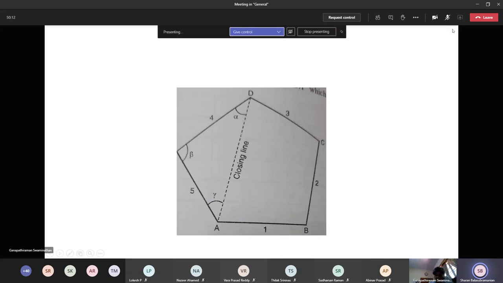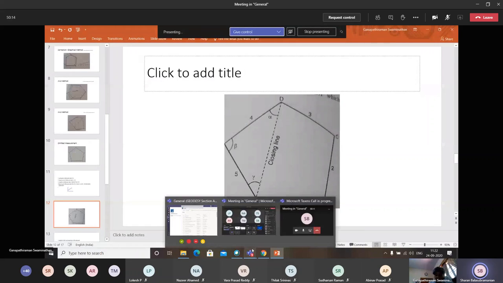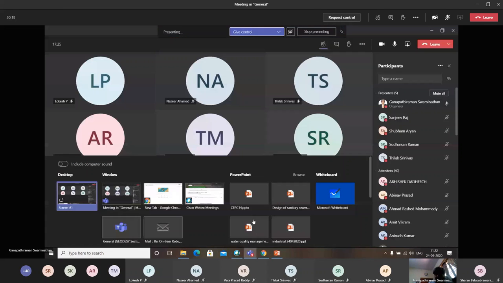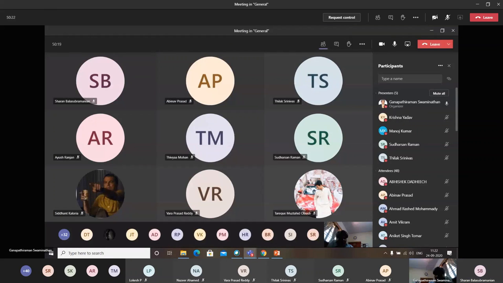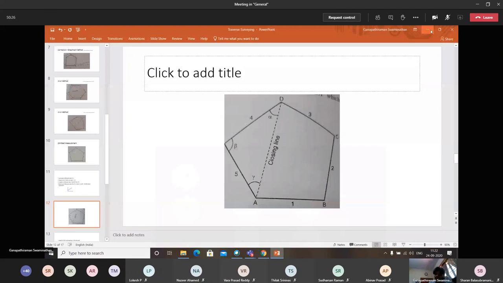So we can use cosine rule, sir, to find the individual angles. Yes, it is the cosine rule. So I'll give you a solution for this.